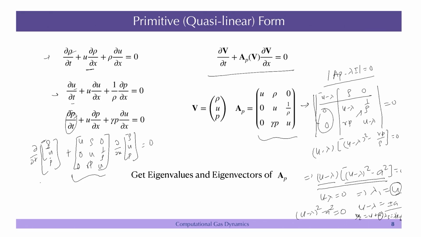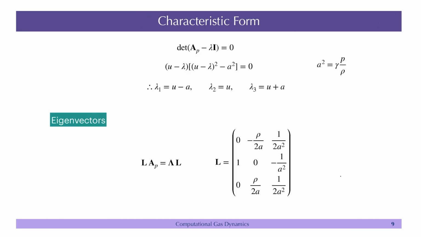So, all the 3 waves that we have, there are 3 characteristics that we found for this expression by writing it in the primitive form, and all 3, u, u plus a and u minus a, are real characteristics. That means it is a hyperbolic system, right.